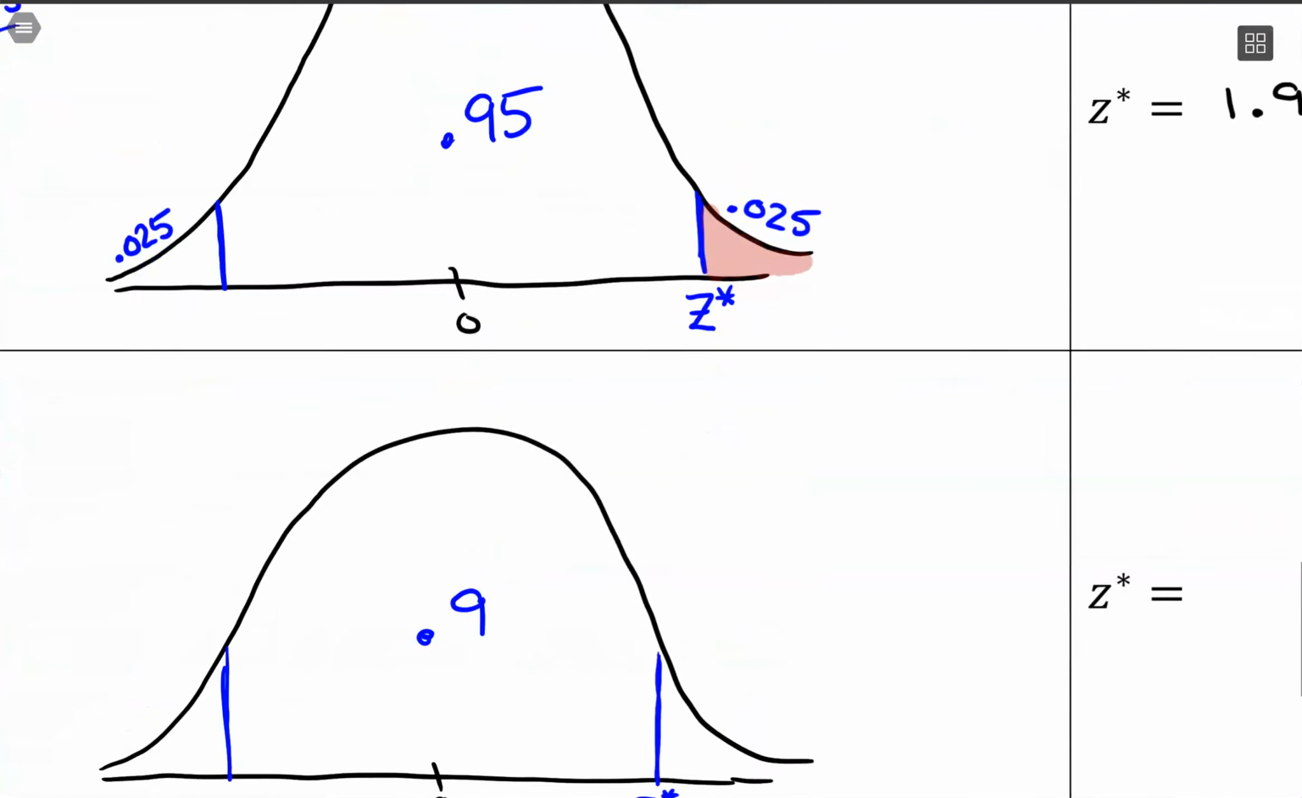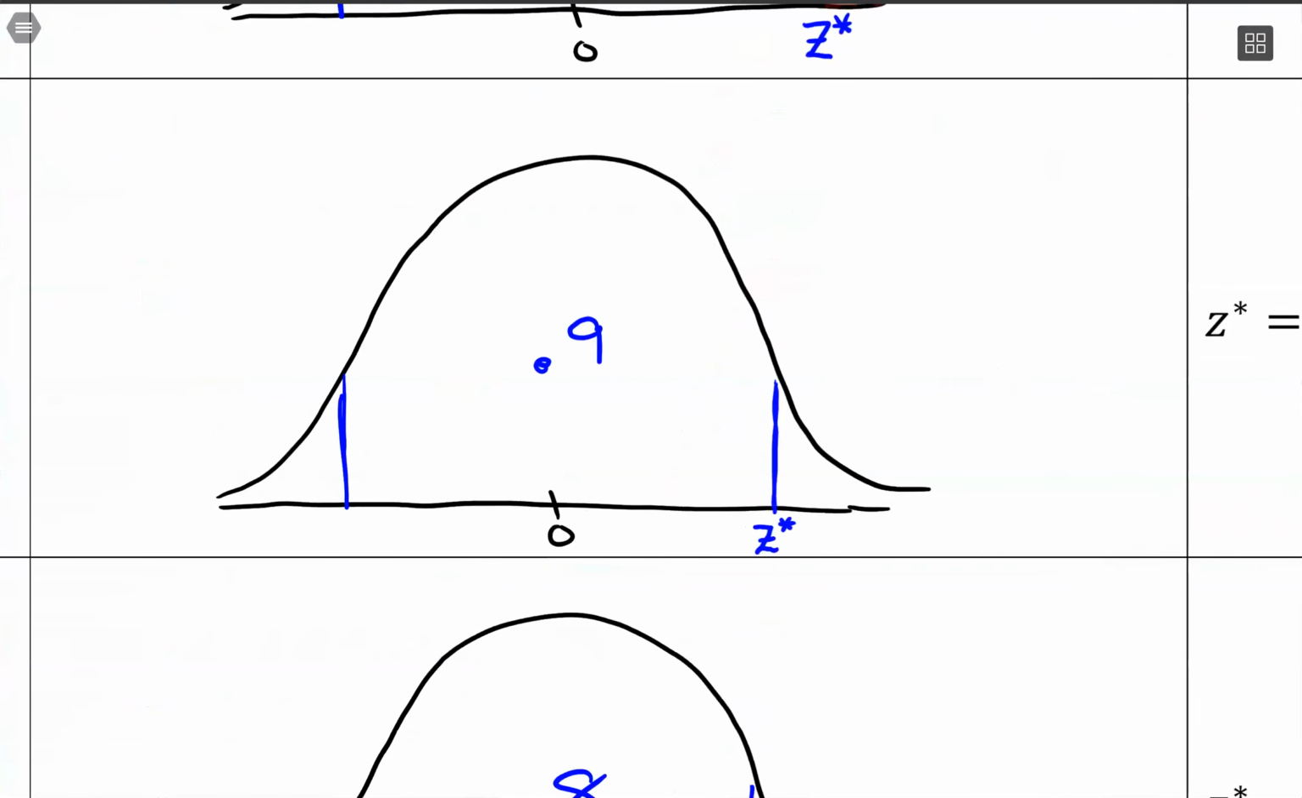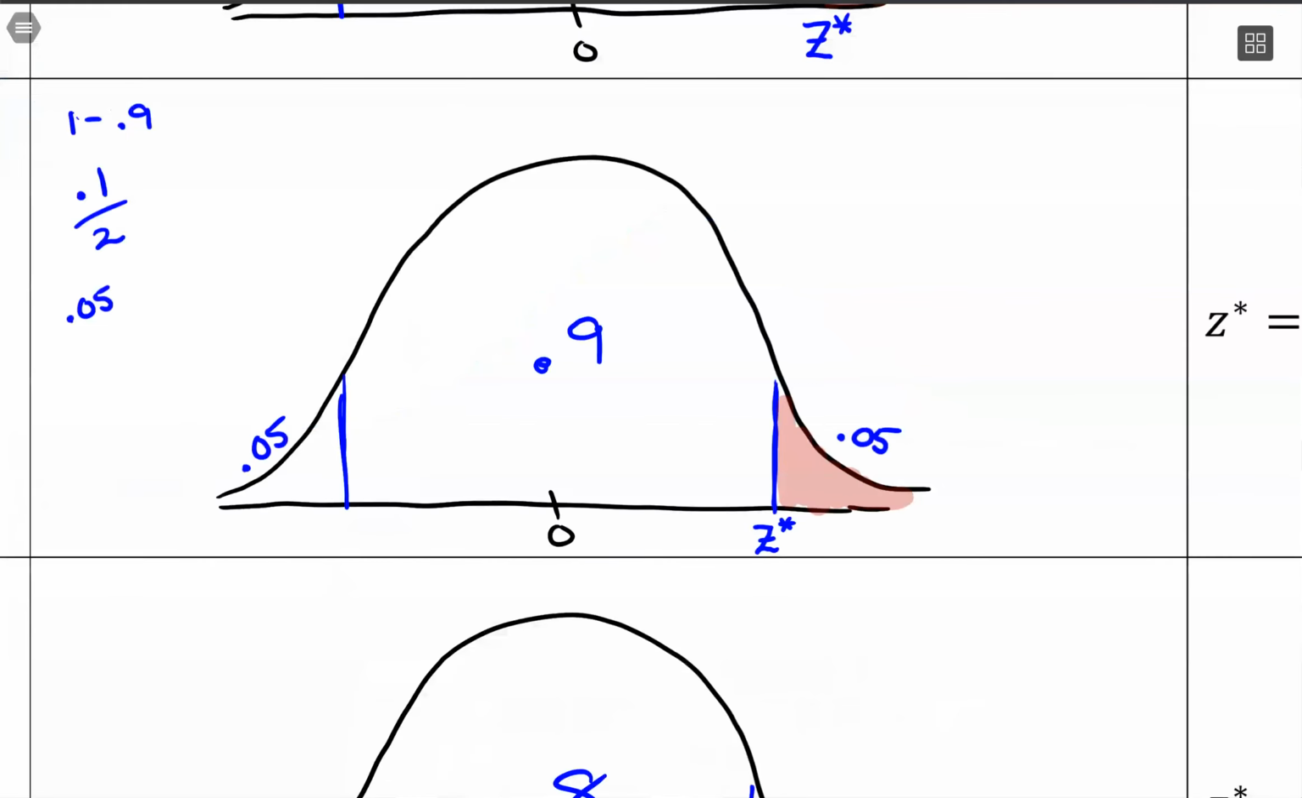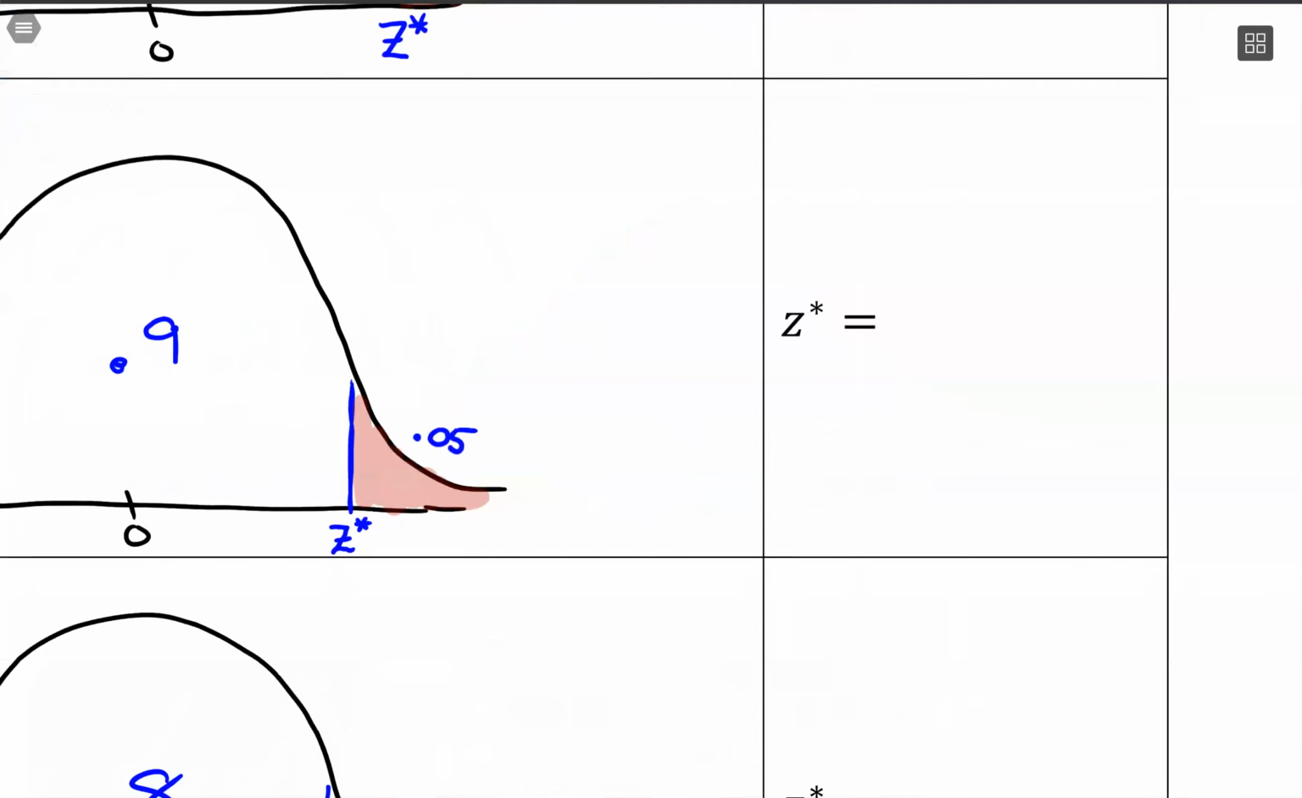If we're finding 90% confidence, we'll take 90% out of 100%, so we'll have 10% left over, cut that in half, and that'll leave 5% in each tail. So we'll have 5% over here, 5% over there. So for our z-star value, we want to see where's this cutoff such that 5% is to the right-hand side. So if we go to GeoGebra and just change that to a 0.05, that's a 1.6449. So that'll be our critical z-score for any 90% confidence interval.